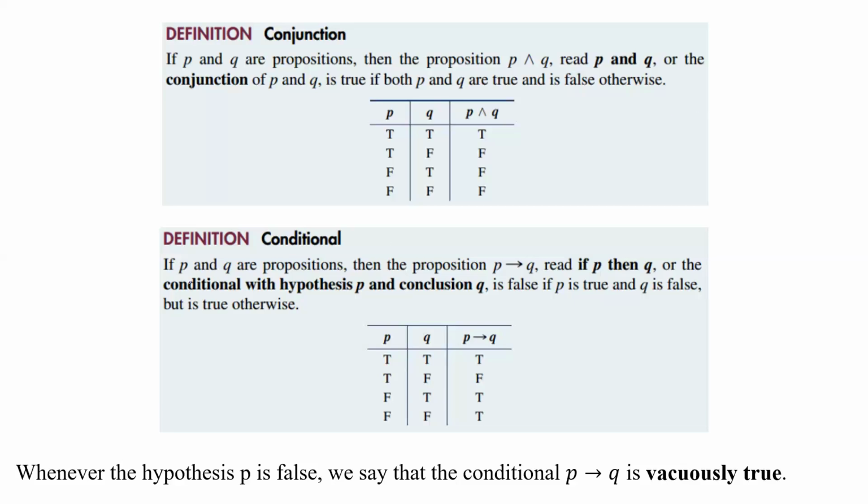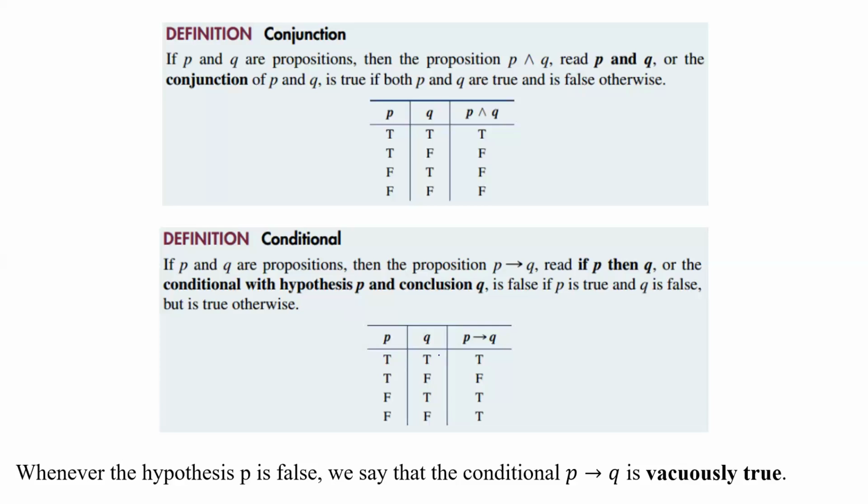All right, what about conditional? So if P and Q again are propositions, so nothing's changing on those P's and Q's, then the proposition if P then Q, this is how that's read, if P then Q, or the conditional with the hypothesis P and the conclusion Q, is false if P is true and Q is false. Otherwise, it's going to be true. So only when it's true then false is it going to be false.